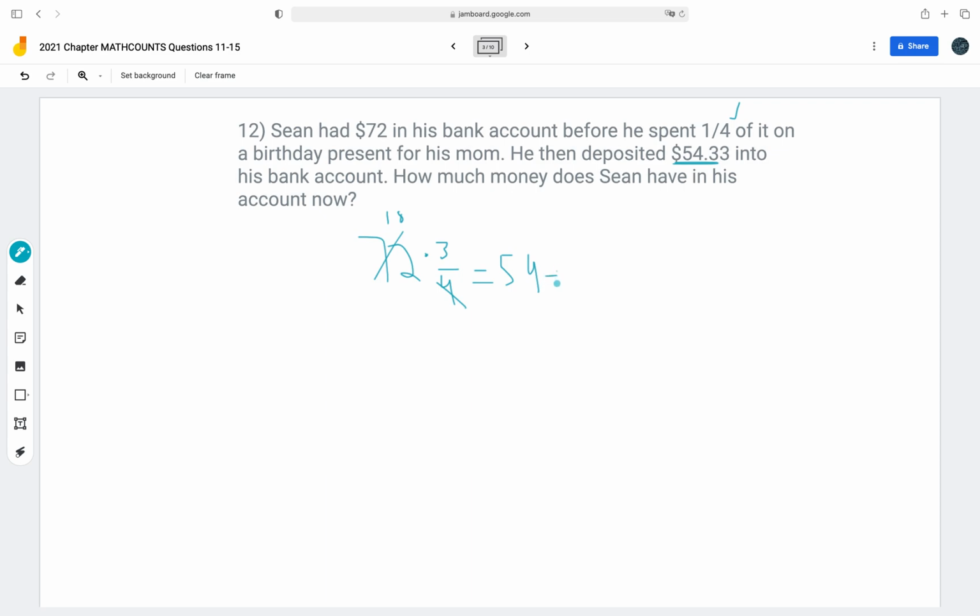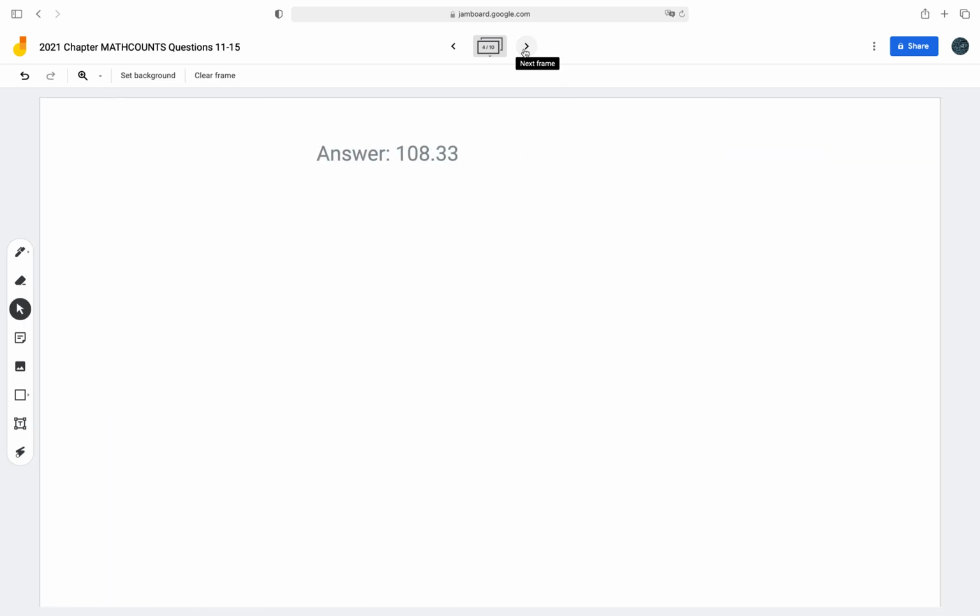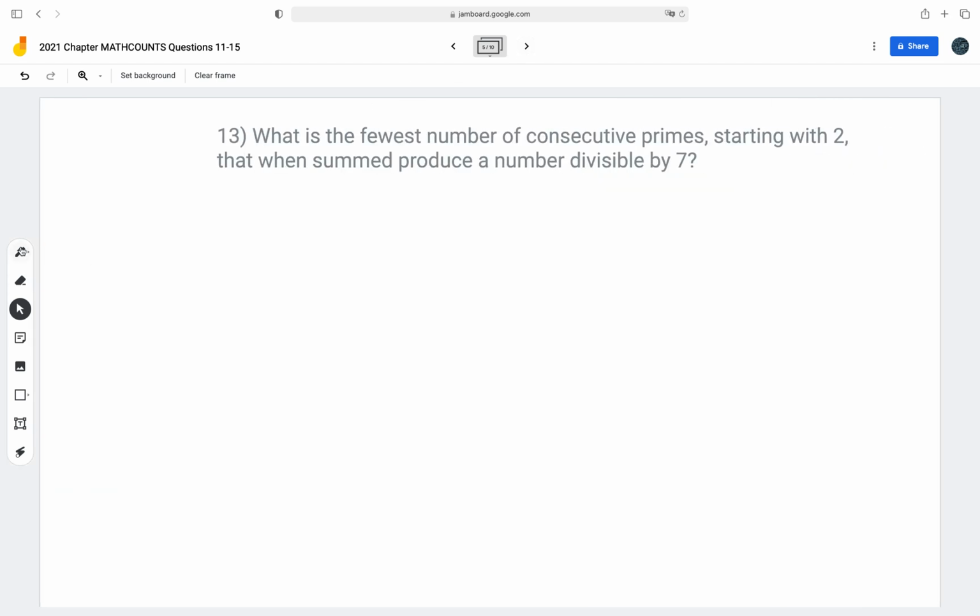So you have to add to the $54 the $43.33, getting a total of $97.33. That's just the problem. You want to make sure you read everything, and then I'll see if that's correct. Yep, it's correct. Next problem.